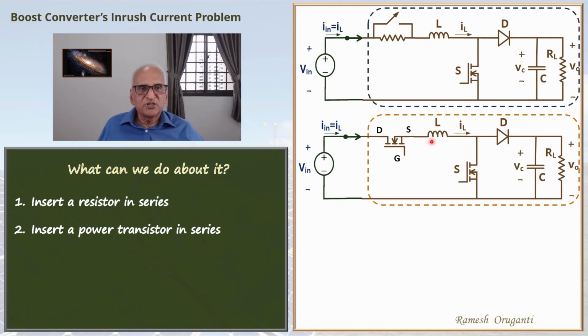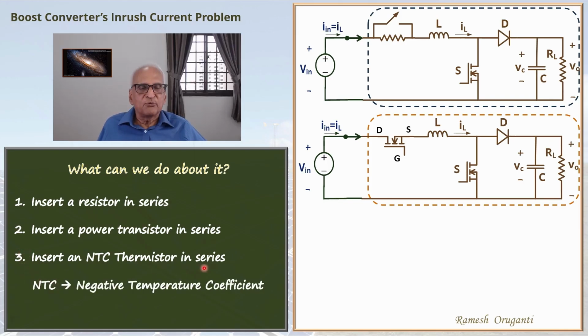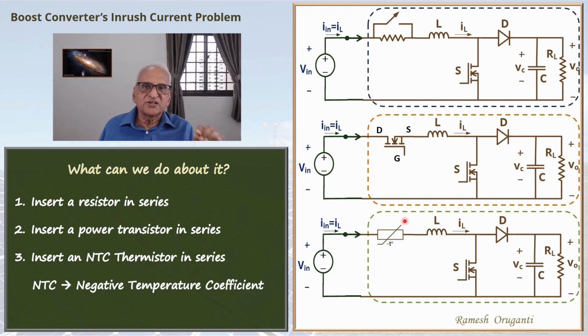So you can notice both in this and in the previous case, there is a switch that is left on all the time when the boost converter is operating. That will add to the losses in the circuit. The next method, which is a popular method, is to insert an NTC thermistor in series. This is a negative temperature coefficient device. This NTC thermistor is a passive device, so a single component is just inserted. We will see now how an NTC thermistor is helpful in reducing the inrush current.